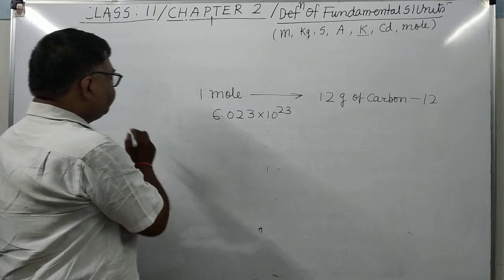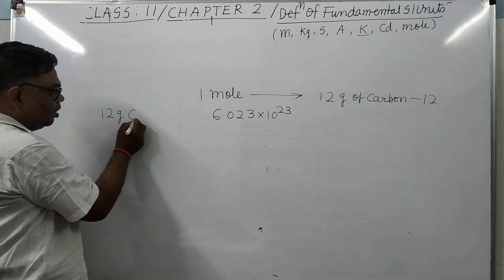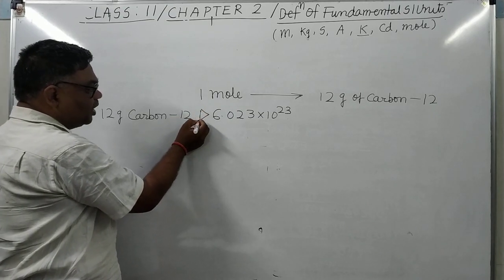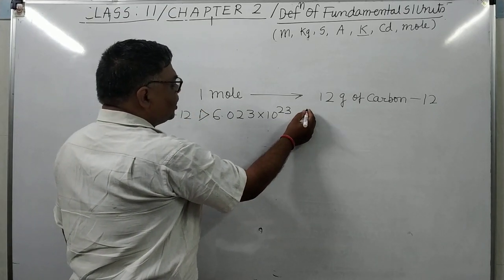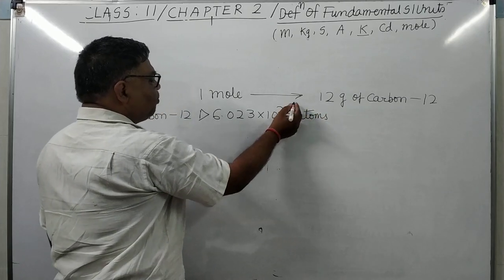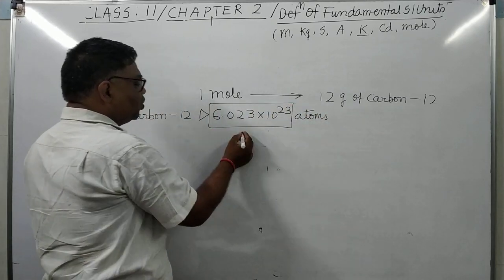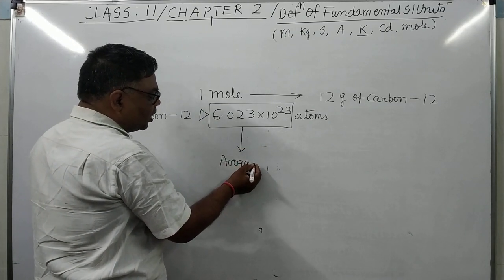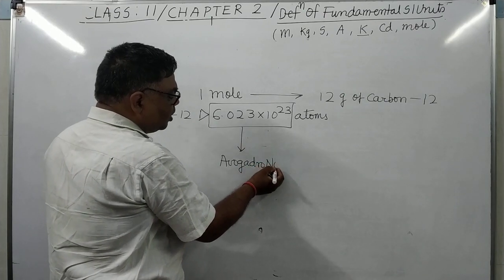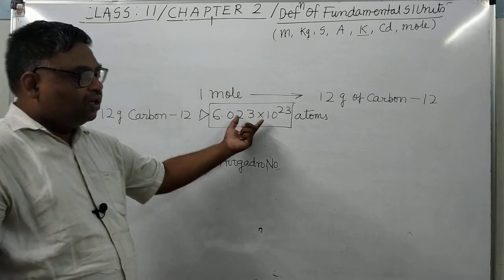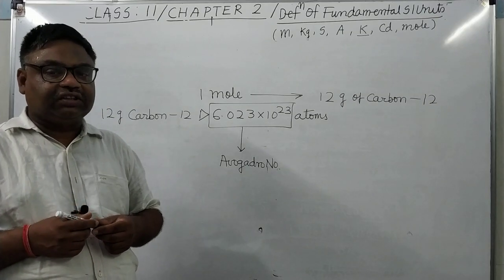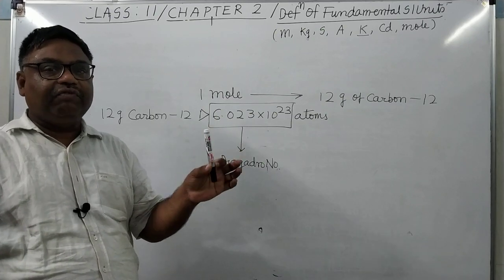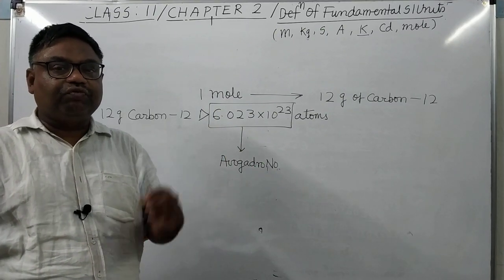It's clear? Means if you take 12 gram of carbon, C12, then it has this many atoms of C12. This number, you have studied in class 10th chemistry, is known as Avogadro number. It's clear? Means if we take this many units of any substance, for example this many pens, we will say that we have 1 mole of pens. It is just like 1 dozen.